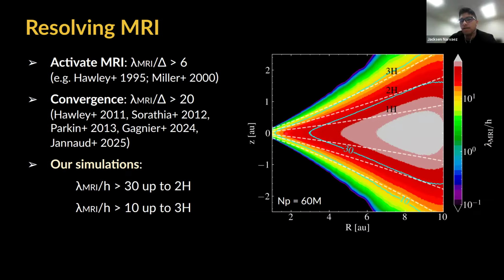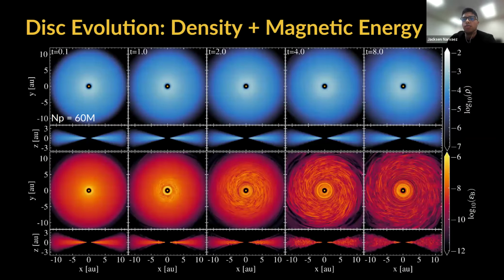We think that it is just a numerical artifact, because when we increase the resolution, for example, for 20, 40, 60, and 100 million particles, we observe that these regions decrease a little bit with the resolution. So it could be just a numerical artifact. But to conclude that, we need higher resolutions.